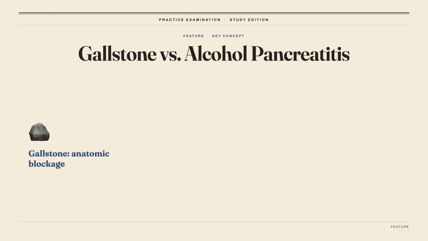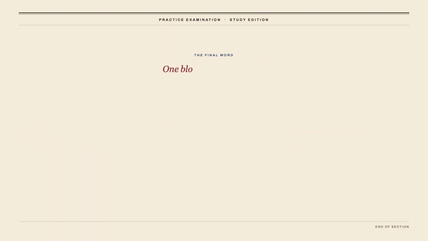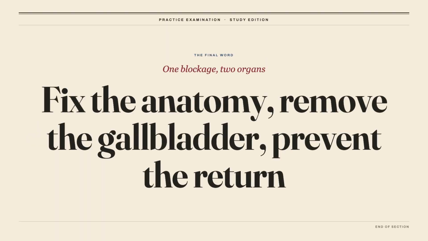Alcohol is the second most common cause, and together with gallstones it accounts for roughly 80% of cases. But the mechanism is completely different. Alcohol directly damages acinar cells and thickens pancreatic juice into duct clogging plugs, with no stone and no anatomic bottleneck at all. Getting the cause right changes the plan entirely: relieve the obstruction, support the inflammation, and remove the gallbladder to stop the stones from coming back. Skip that last step and the patient simply returns with the same problem.